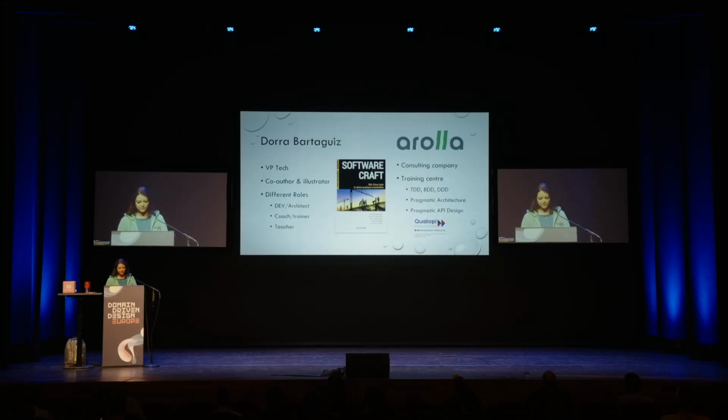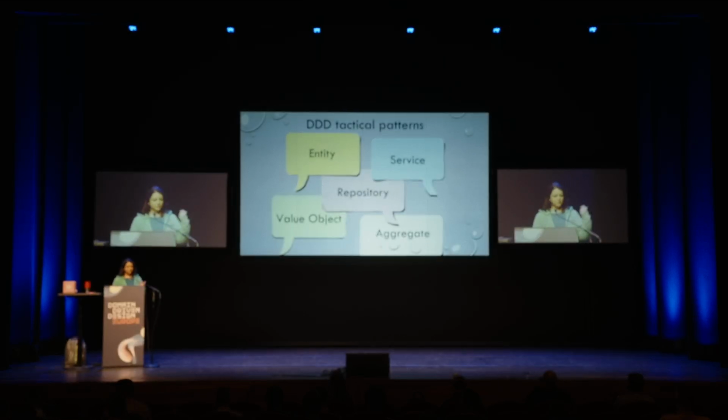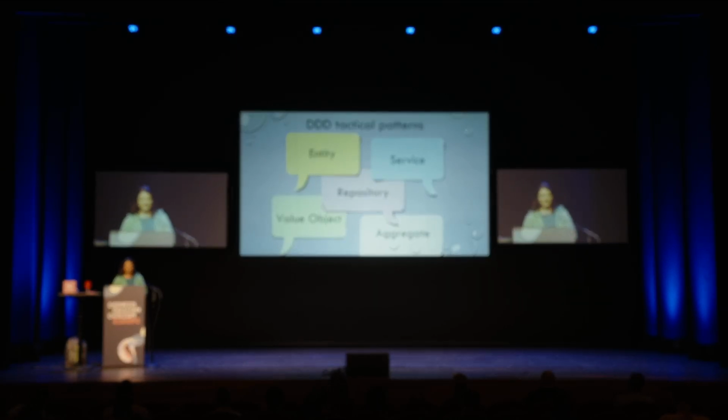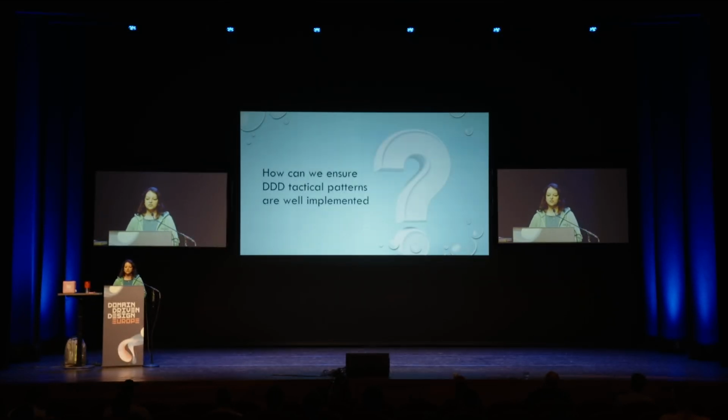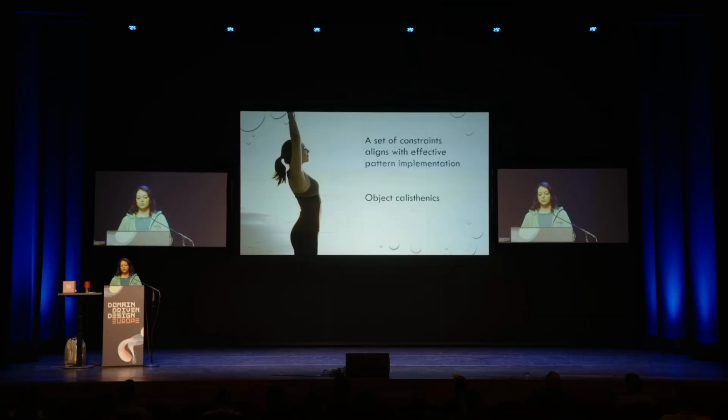So, I guess you heard about those DDD tactical patterns. Who heard about that? Yeah, sure. You are in the right place. During my coaching sessions, my coachees are always asking me this question: how can we ensure DDD tactical patterns are well implemented? The response to this question is to use a set of constraints aligned with effective pattern implementation, which is called Object Calisthenics.